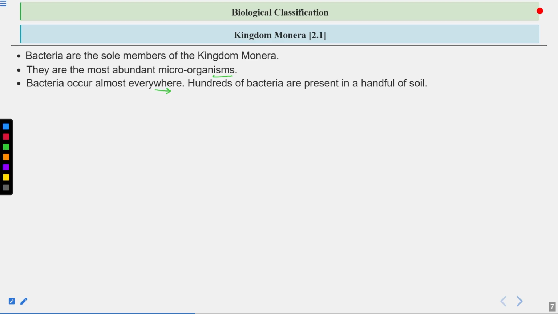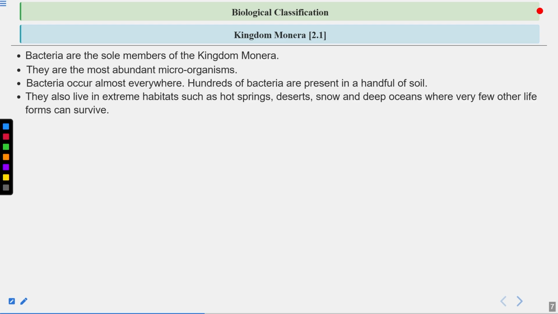They are cosmopolitan. And hundreds of bacteria are present in a handful of soil. So if you pick up the soil, there will be millions of bacteria in it. There are bacteria on your hands. There are bacteria on your skin. Bacteria are everywhere. They are even present in the air. They can be present in the form of spores.